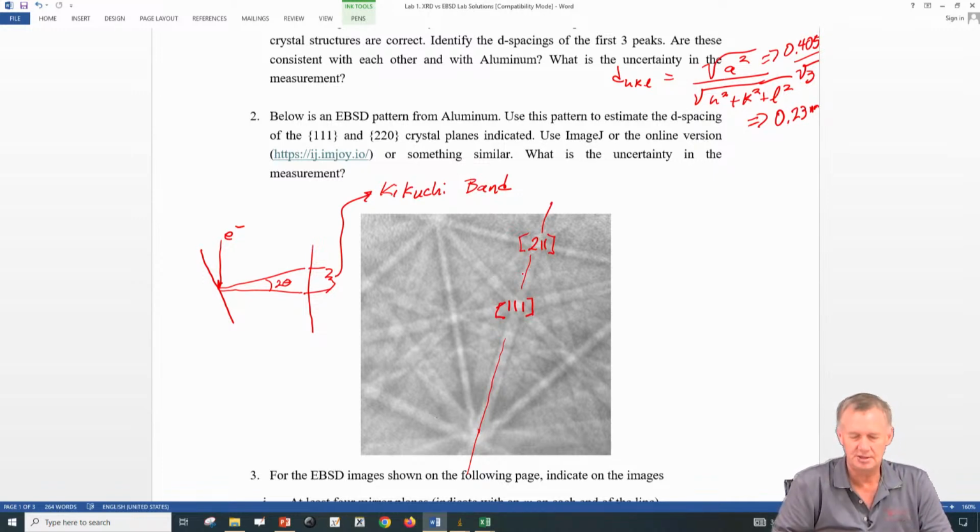Cross product. Okay, somebody do the cross product. 211 with 111.